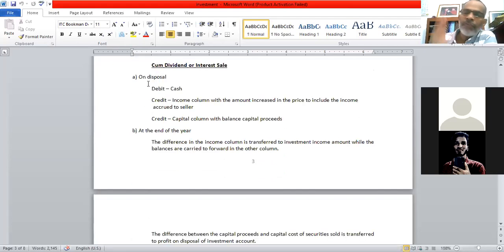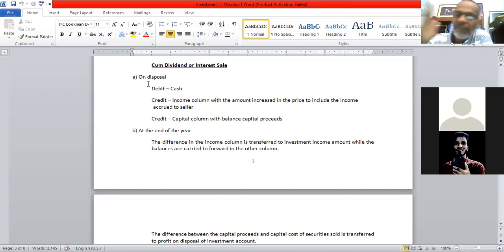Okay. If you dispose of it, if you sell your investment, definitely the investment will decrease. Therefore, investment account is credit, cash account is debit. Simple idea. Whether it is cum dividend or ex dividend doesn't matter. If the sale occurred, investment account is credit, cash account is debit. If investment is purchased, we record investment account debit, cash account credit.